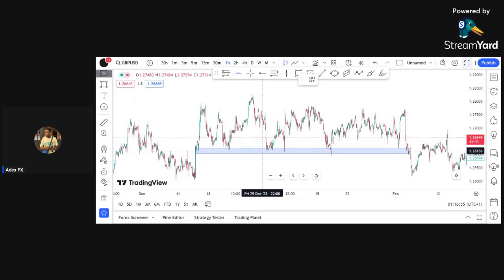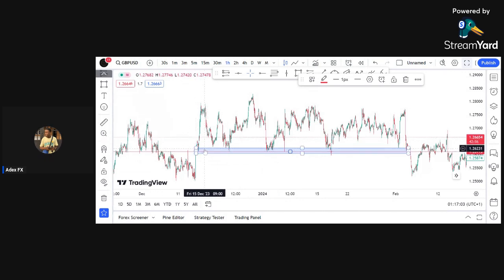Let me do this. So you can see the difference between the two now. This is the level, this is the zone. There's a difference between the two, the level and the zone. That's just the difference between the two, the level and the zone.